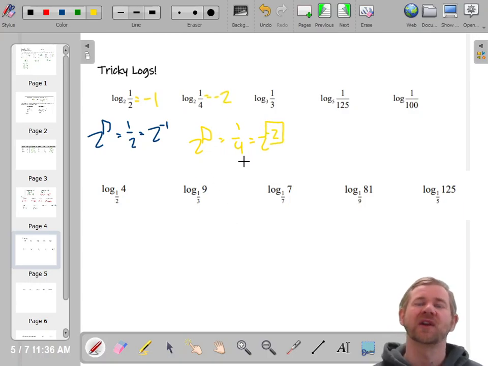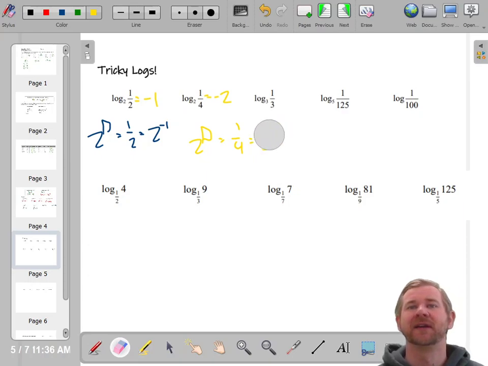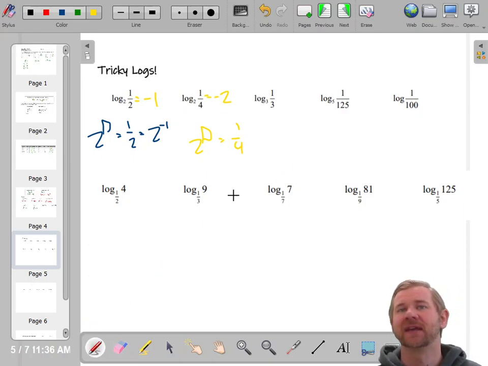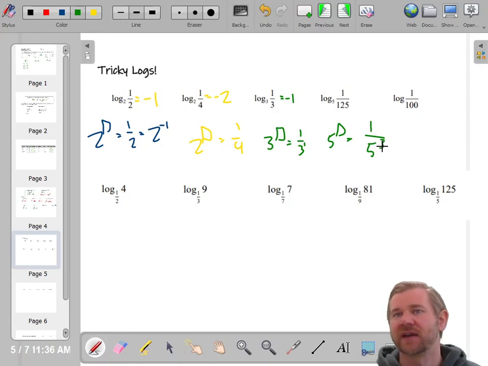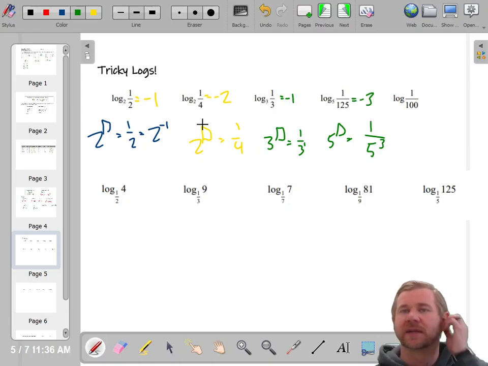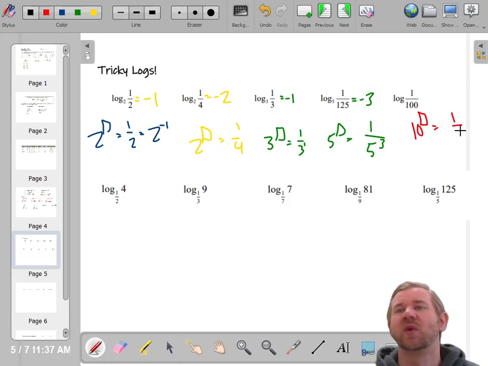You can say 2 squared is 4, but since it's in the denominator, we need to move it to the other side, so we make it negative. 3 to what power is 1 over 3 to the first? That would be the negative first. 5 to what power is 1 over 5 to the third? Because 125 is 5 to the third, this is negative 3. This doesn't have a base, so it's base 10. 10 to what power is 1 over 100? 10 squared, so it would be 2, but since it's in the denominator, it's negative 2.